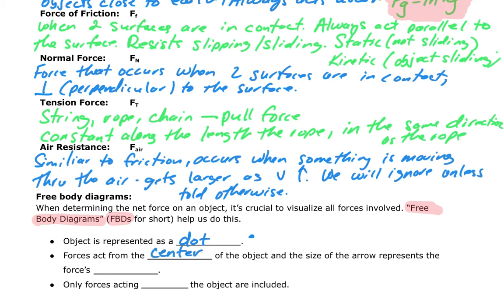And the size of the arrow is going to represent the force's magnitude, or the force's size. This word magnitude that you'll see and that I'll often use simply means size. Okay. And only forces acting directly on the object are included.